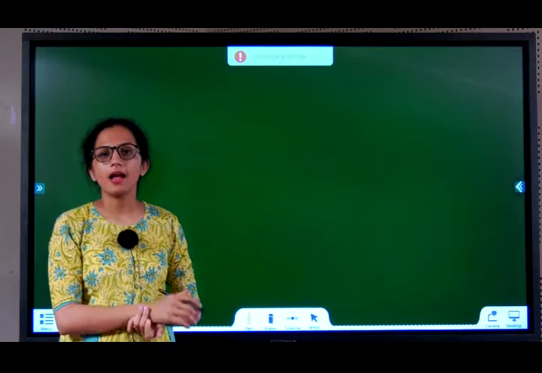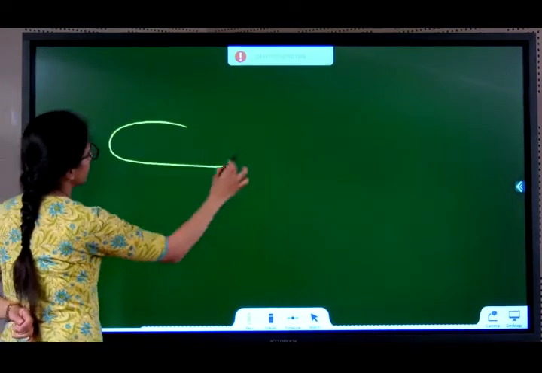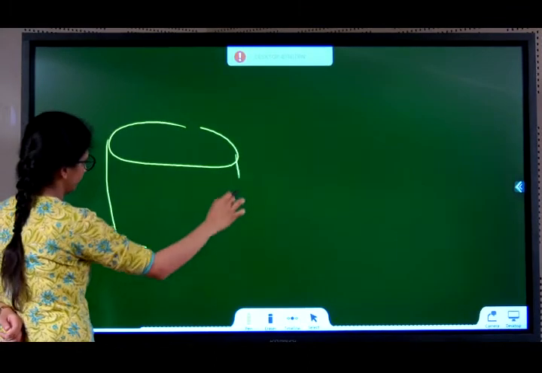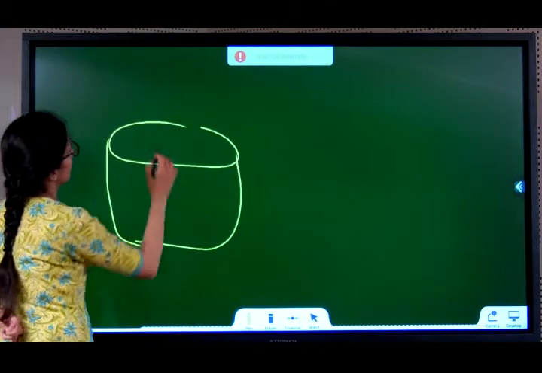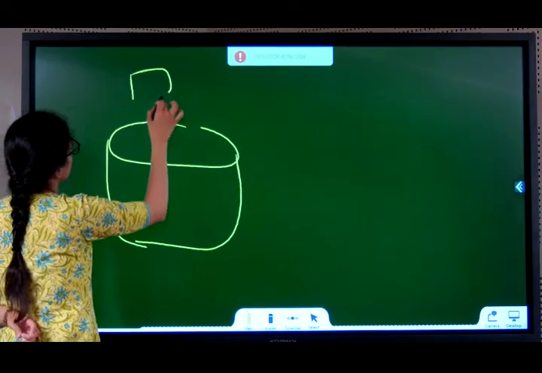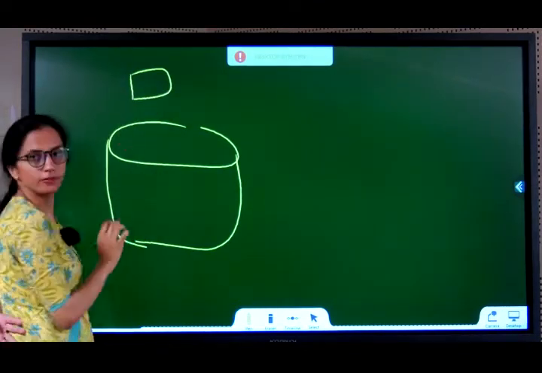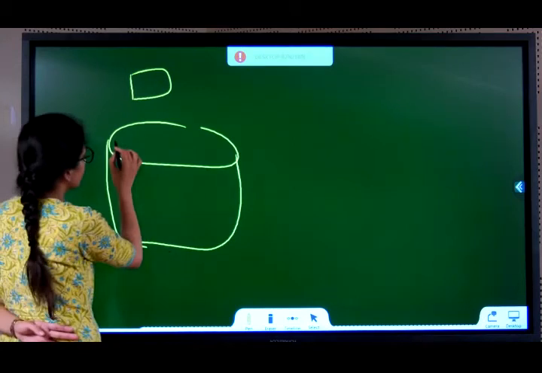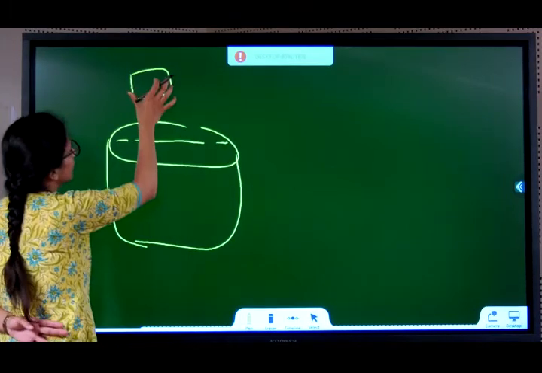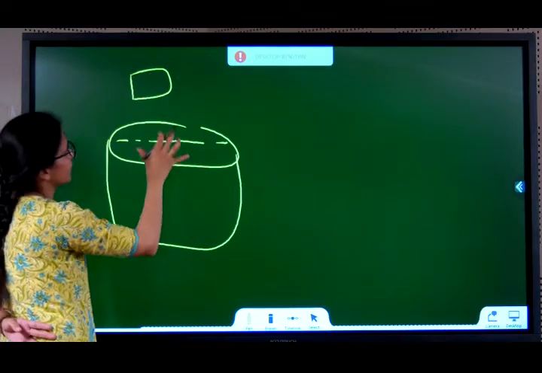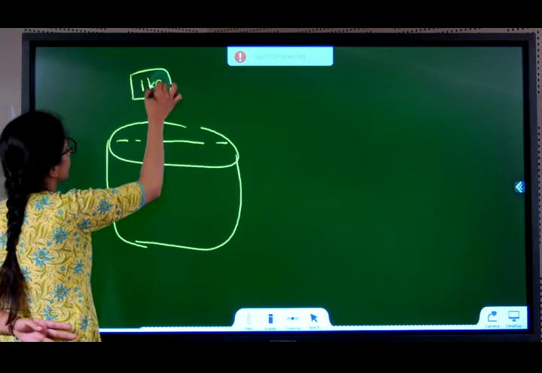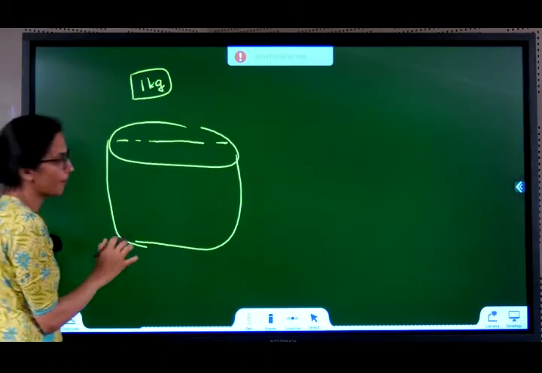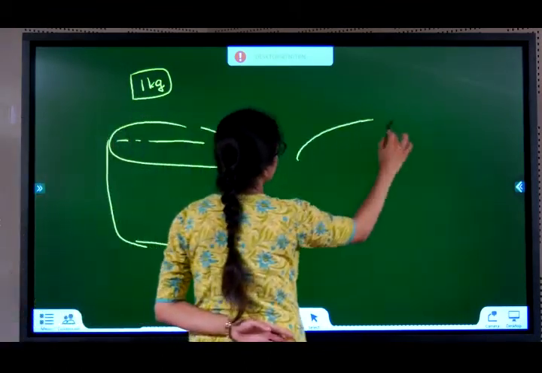So before we go to the next question, we need to understand a little bit of physics here. Archimedes principle. Suppose there is a bucket of water and I put one wooden substance here. This is made of wood. It's filled with water. This wooden substance will take so much space. Let's say this wooden substance is 1 kg. This is the size.